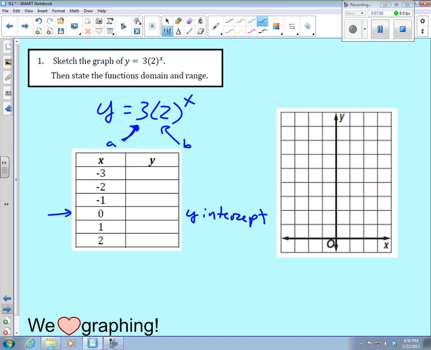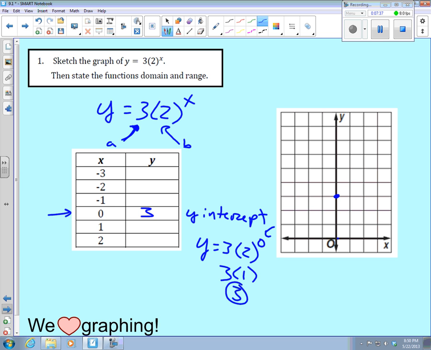Why is that? Well, when you plug in 0 for x, I get y equals 3 times 2 to the 0 power. There's my x right there, which is 0. Anything to the 0 power is equal to 1. So this becomes 3 times 1, or 3, which is your a. So I'm going to go over here and graph this. Over to 0, and then up 1, 2, 3. There's my y-intercept. And then from there, you'll graph a couple points to the right of that, 1 and 2, and a couple points to the left of that, -1 and -2.